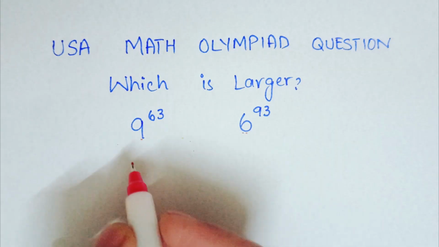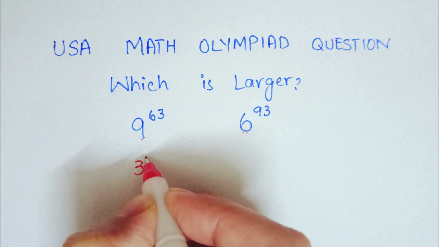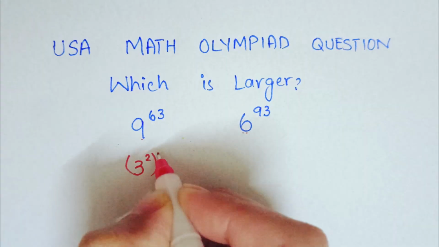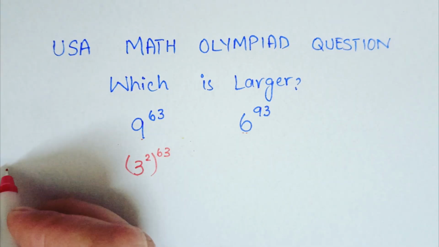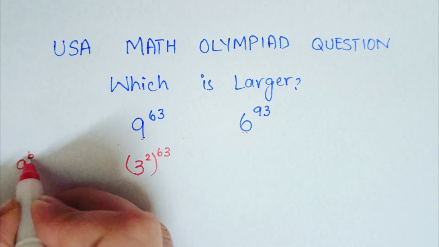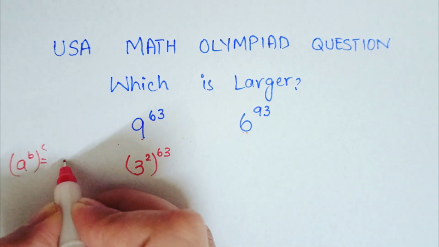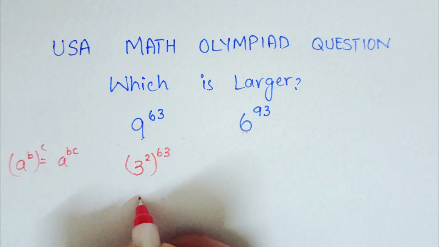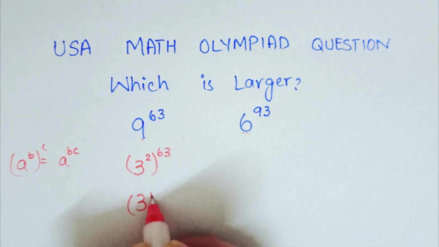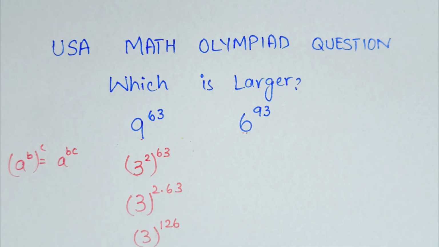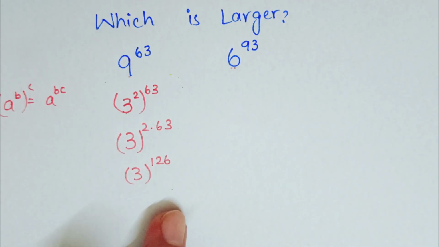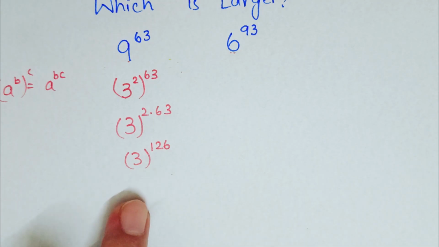So we have 9. We can write 9 as 3 to the power 2, whole power 63. We know that if we have a raised to the power b raised to the power c, it can be written as a raised to the power bc. So we can write it as 3 raised to the power 2 times 63 and we get 3 raised to the power 126. I don't think that we can simplify any more from this. So let's look at the other one.